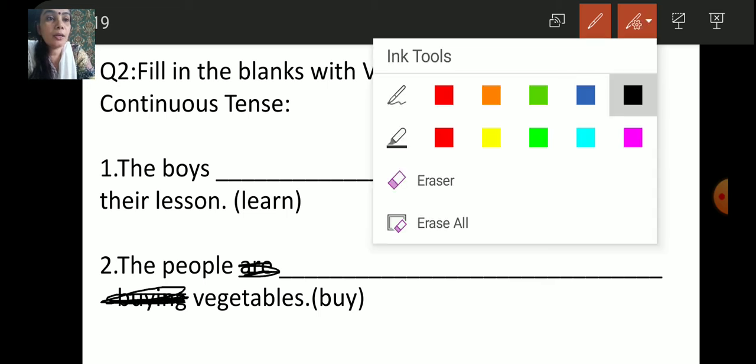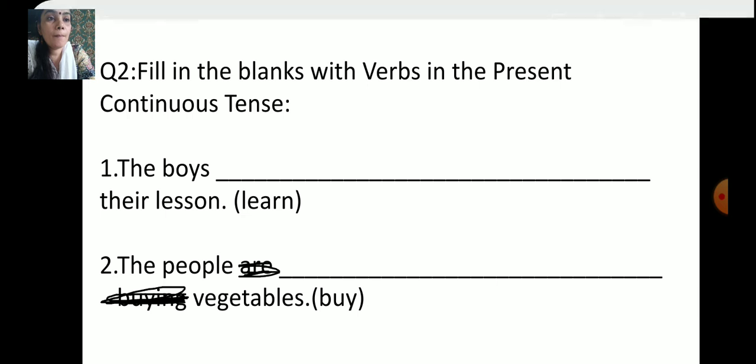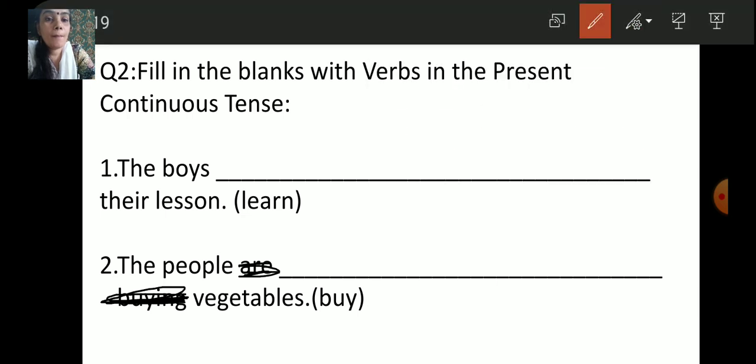Okay. Here will not be this. I had made little mess. Okay, now we'll write the answer. Number 1, the boys dash their lesson. Number 2, the people dash vegetables.